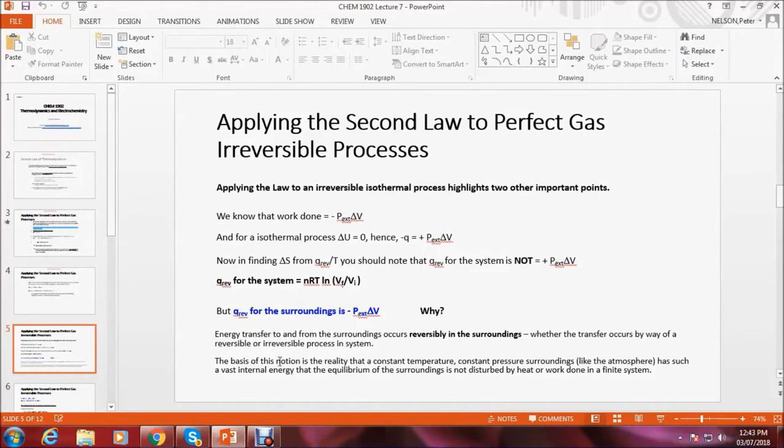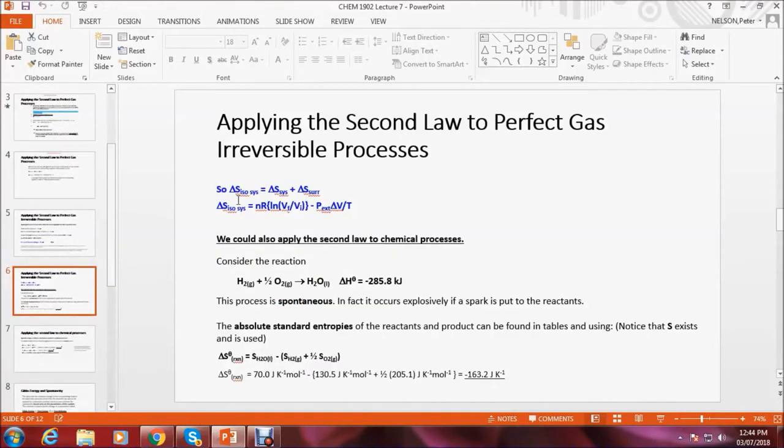Now, why is that? The basis for this notion is the reality that at constant temperature and constant pressure, surroundings like the atmosphere have such vast internal energy that the equilibrium for the surroundings is not disturbed by heat or work done in a finite system. So for the surroundings, the heat energy can be calculated from minus P delta V. Right? You don't have to use nRT ln V final over V initial. You use that for the system. But for the surroundings, you use minus P delta V.